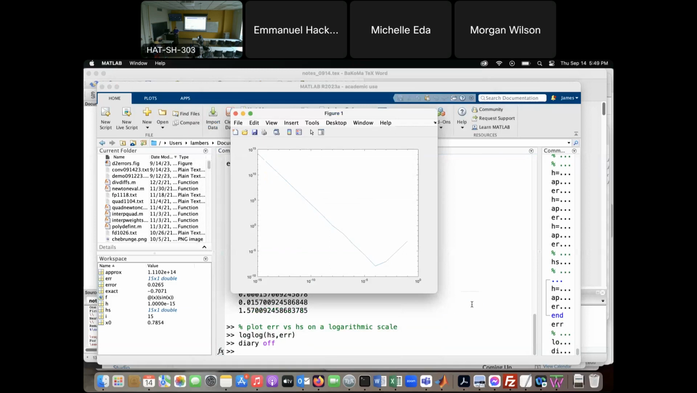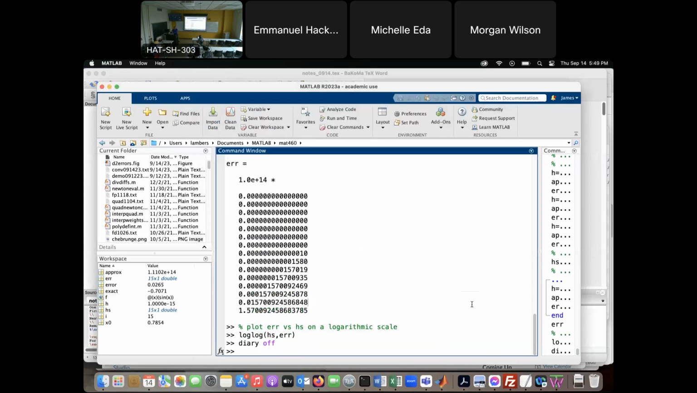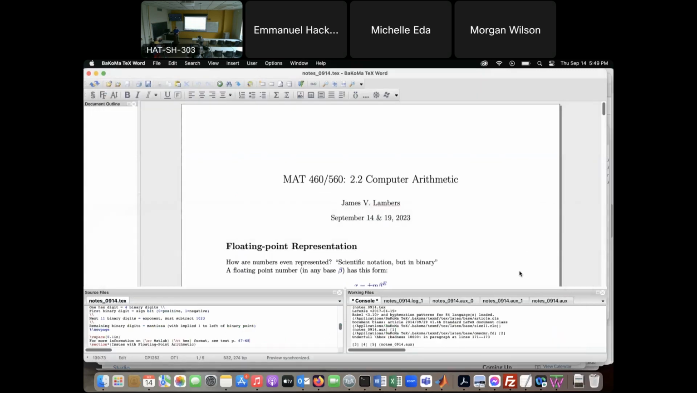So any questions about what happened in this demonstration of convergence? How it doesn't always happen? Okay.